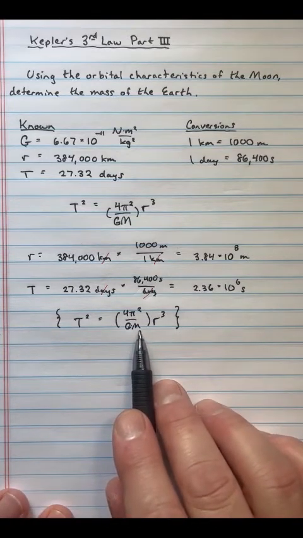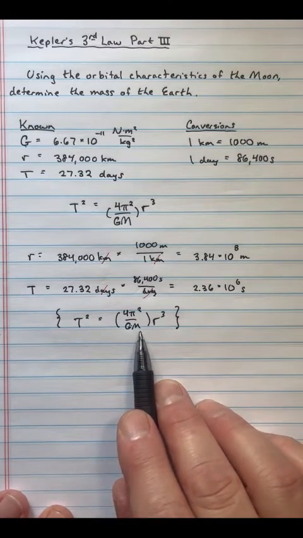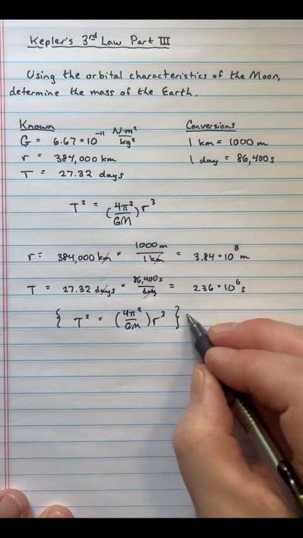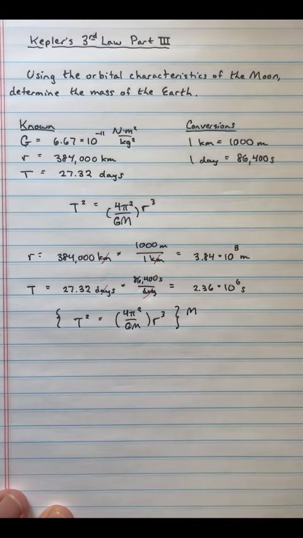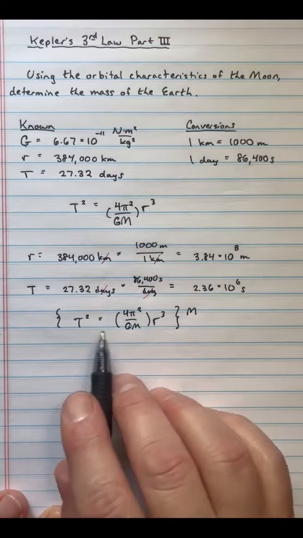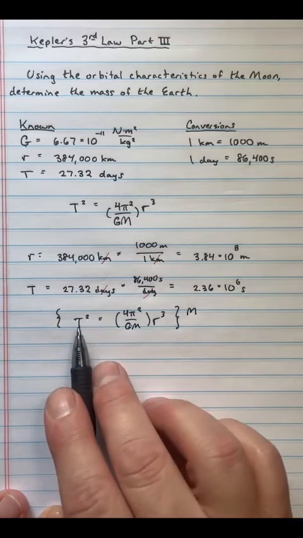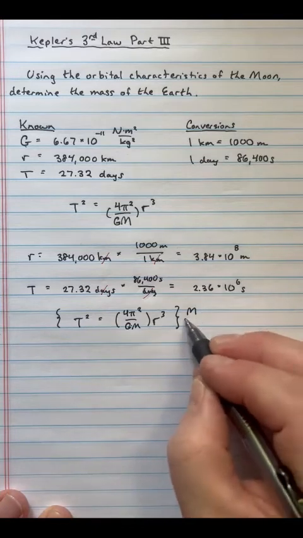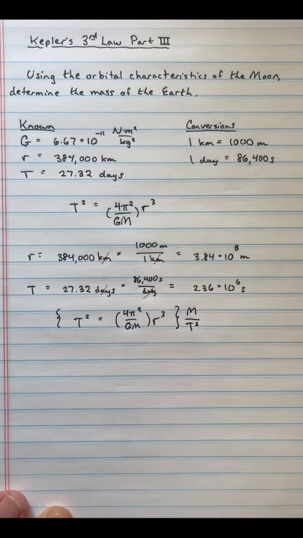Well, mass is being divided by over here. We don't want to be divided by mass. We want mass to be on top, so to speak, right, by itself. So let's multiply both sides by mass. By the same token, we're going to move mass over to the left. Let's get this t squared to the right. Let's divide both sides of the equation by t squared.